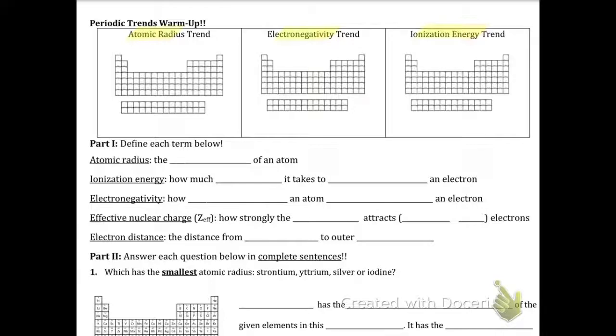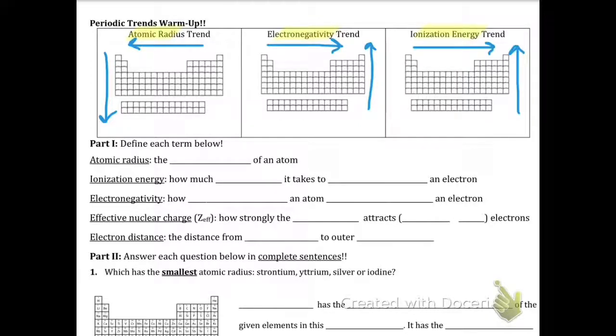So we know atomic radius gets bigger to the left and going down. Electronegativity points to the right and up, and ionization energy points to the right and up. Remember, these titles change order, so you have to read them. Okay, let's talk about 5 definitions.